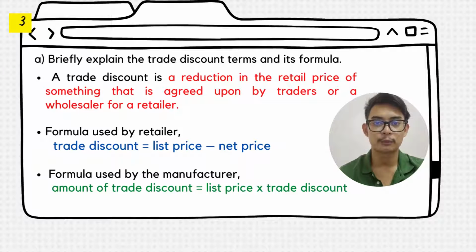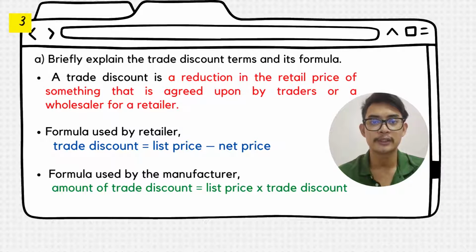Okay, let's proceed to question number 3. A. Briefly explain the trade discount terms and its formula. A trade discount is a reduction in the retail price of something that is agreed upon by traders or a wholesaler for a retailer. In the trade discount, we have two formulas that we can use. The first formula is used by the retailer. The formula is trade discount equals list price minus net price.